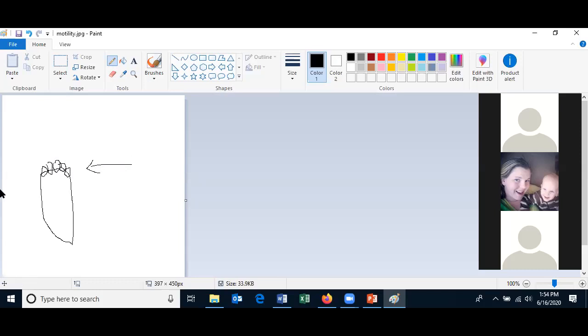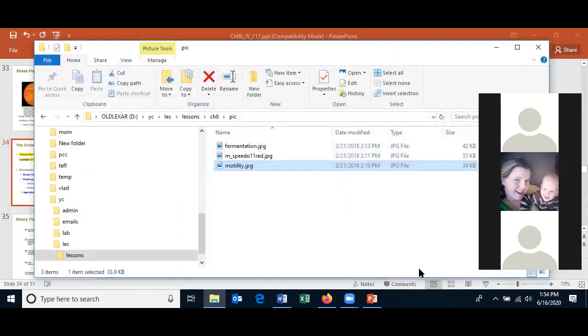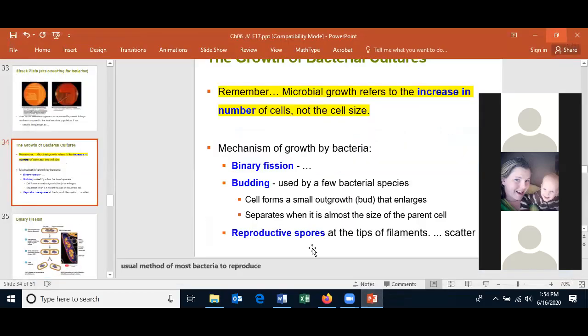they fall in a favorable environment, they can start growing, and the cells will probably divide in the new environment, maybe not by reproductive spores, but by binary fission. Anyways, there are a few bacteria that can grow by reproductive spores. Any question about that? And they usually grow at the tips of the filament, and that makes them easier to scatter and move elsewhere.